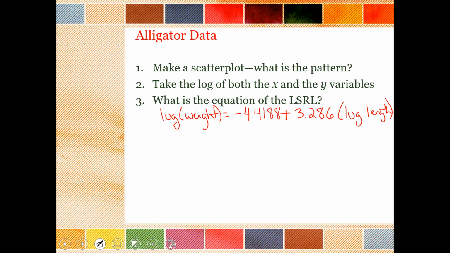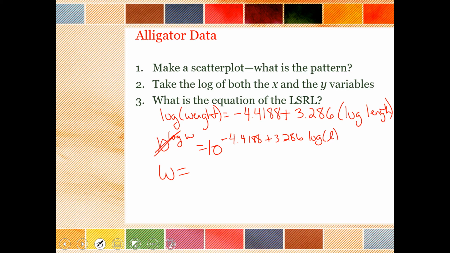Okay, we are going to use our log rules to simplify this so that we can get this into a power problem. So we are going to take both sides and those are going to become the exponent of 10. So I'm going to be doing 10 to the log of weight equals 10 to the negative 4.4188 plus 3.286 log of length. Raising something to the 10, that's not the right way to say it, but you know what I mean. Those will cancel out, so you get weight equals.